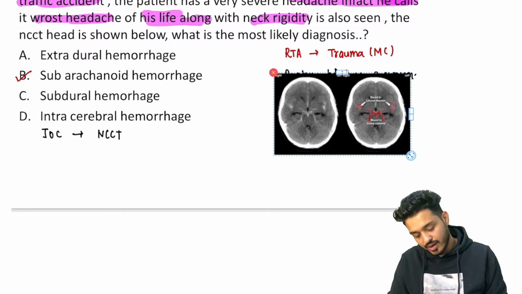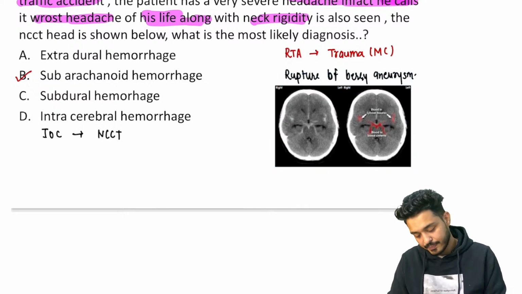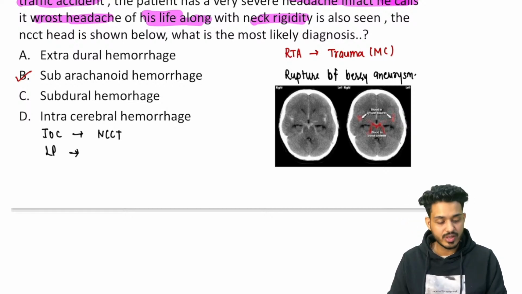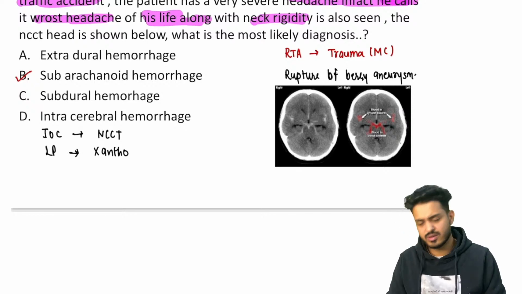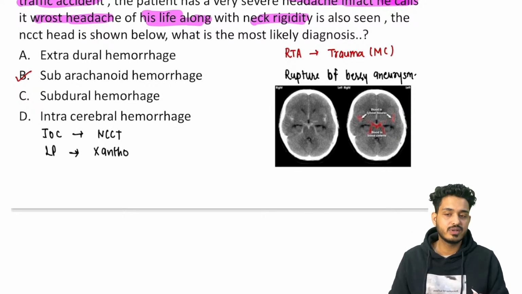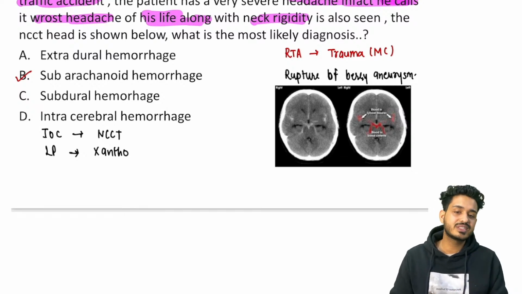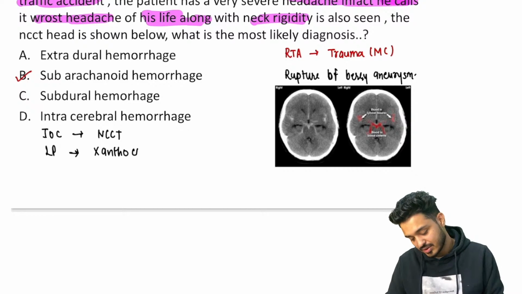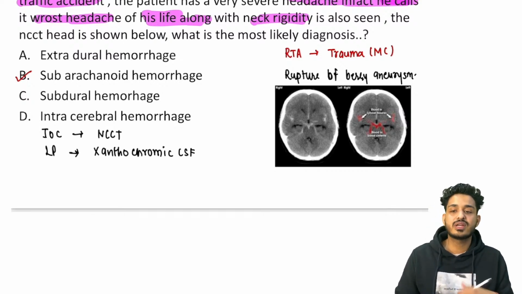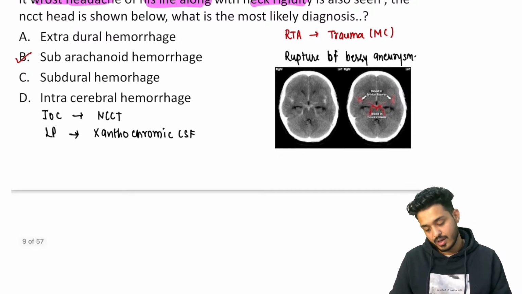After that, on lumbar puncture, what are you going to find? If you do not have NCCT and you are doing the lumbar puncture, you are going to find xanthochromia. At first, you will not find it. First, what will you find? Blood mixed CSF. Then after some time, you will be having xanthochromic CSF. Xanthochromic means blood has mixed with the CSF. That is what you will be finding in the lumbar puncture.